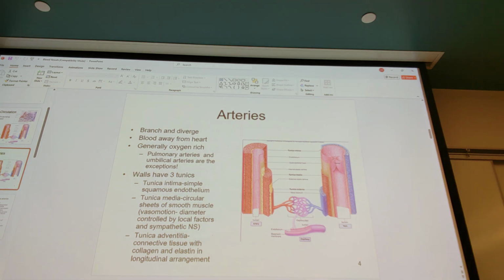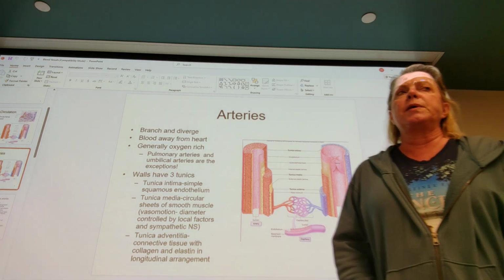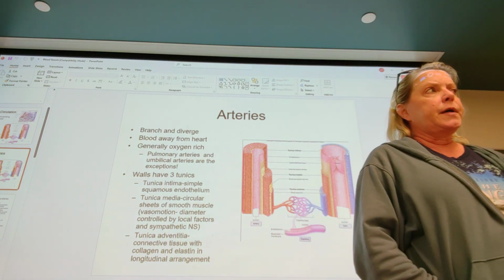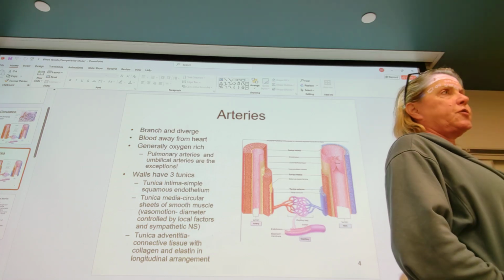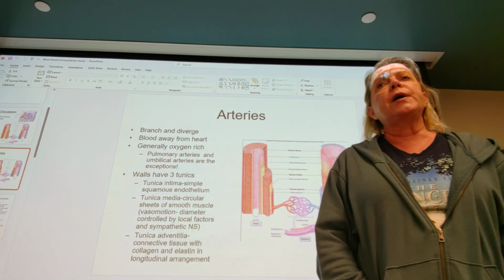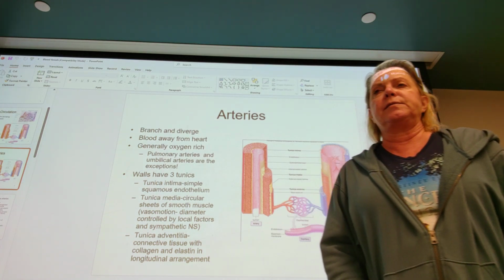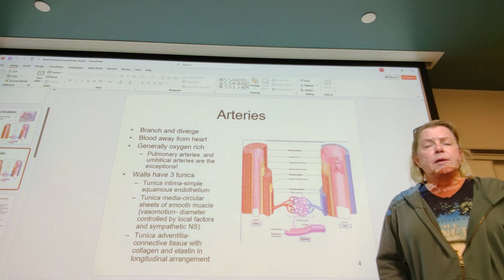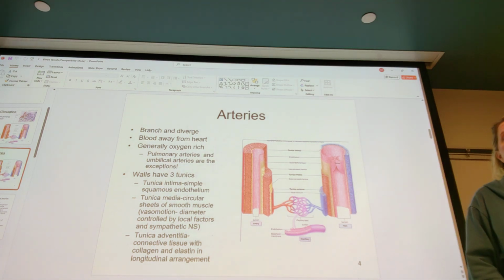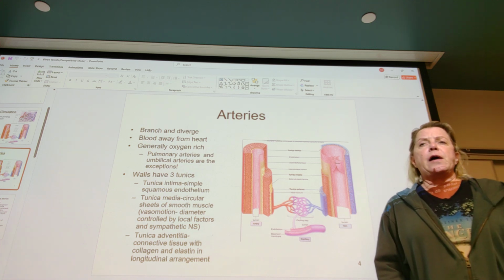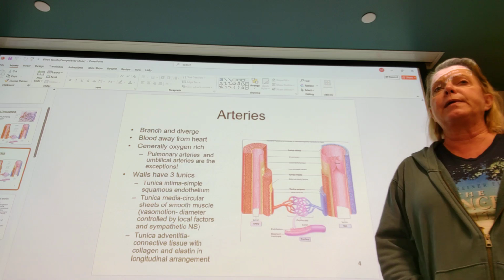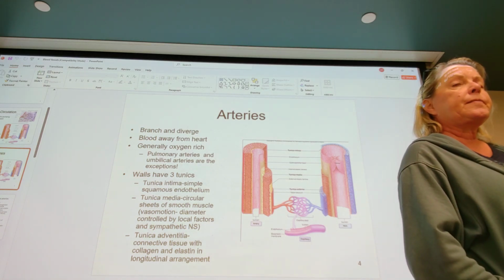The two different types of arteries are elastic. Those are the ones closest to the heart. Most notably, the aorta, coming off the left ventricle, and the pulmonary trunk, coming off the right ventricle. They have similarities. The similarities are that they have three tunics. A tunic means a layer, three layers.